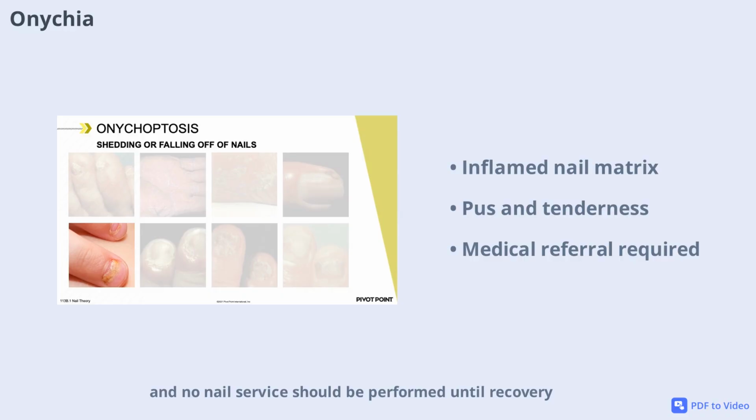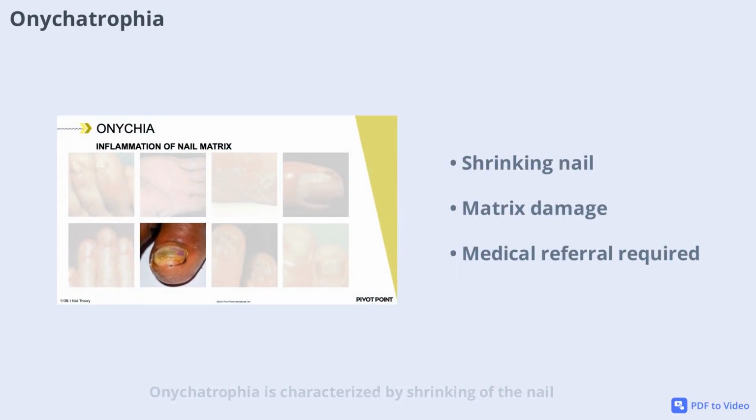This condition must be diagnosed and treated by a physician, and no nail service should be performed until recovery. Onychotrophia is characterized by shrinking of the nail, which may separate from the nail bed. If the matrix is damaged due to illness, improvement may not occur. However, nails may improve within 3–6 months if the matrix recovers. No service should be performed on the affected nail, and clients should be referred to a physician for evaluation.